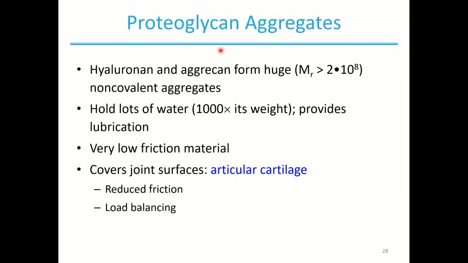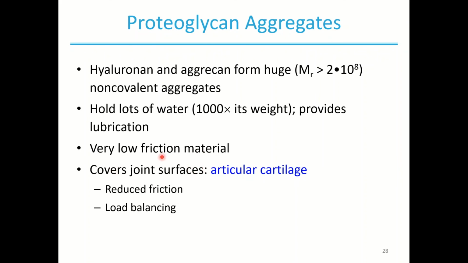You can have aggregates of these, so heparan and what's known as agar form huge aggregates, on the order of hundreds of million molecular weight. Okay, if you remember, they're negatively charged and very polar. These sugars can hold lots of water, estimated about 1,000 times its own weight. So all of that water being held in those molecules on the outside of these cells provides lubrication. Okay, this is a very low friction material.